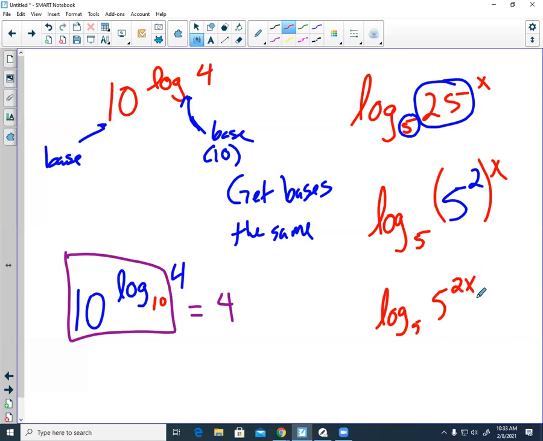And now if you look at my bases, the bases are the exact same. My job was to get them to be the same, and I did. And now the beautiful thing is, these two things undo each other. I have 5 to a power, which means exponential, and I have log base 5, which means log. Logs and exponents undo each other, which means that they go away, so this thing simplifies down to 2x. Okay?